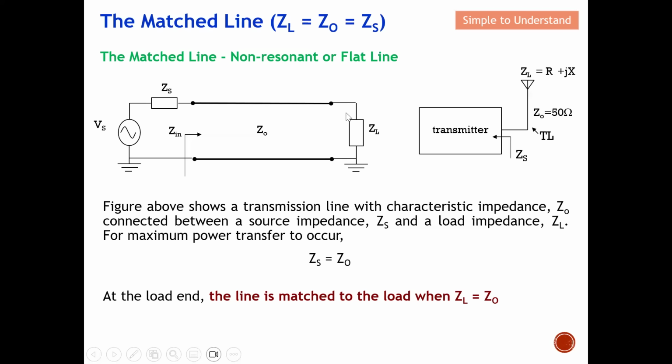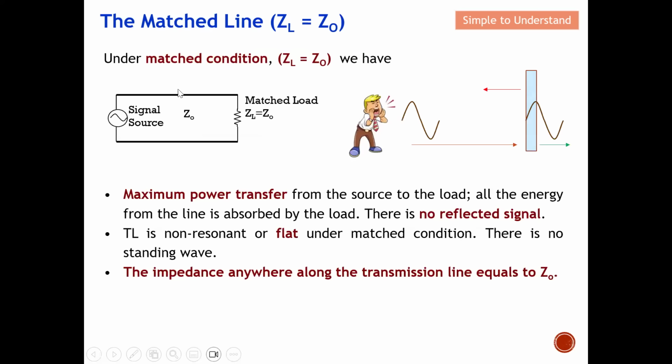So basically this is the first condition under the match condition. This is further explained here. Once we have this match condition, when we send the signal over, all the signal will be able to propagate. None will be reflected back. So under the match condition there is maximum power transfer from the source to the load. All the energy from the line is absorbed by the load. There is no reflected signal, as I explained earlier on.